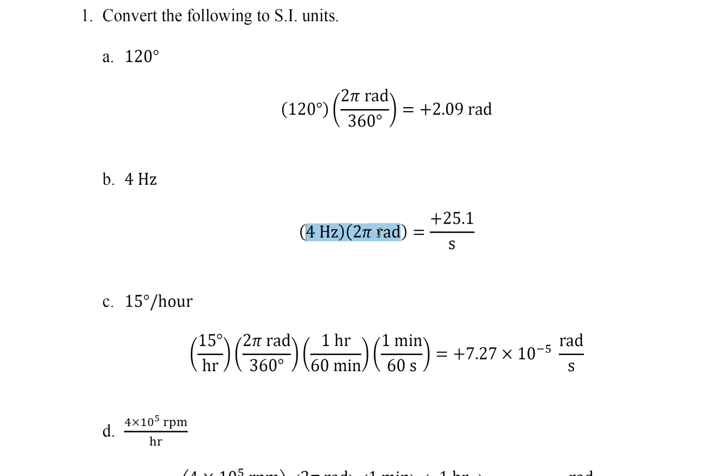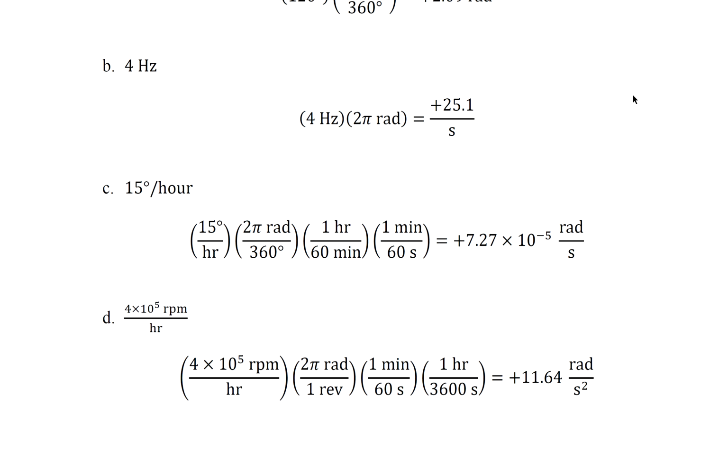Here I converted 1 over seconds to radians over seconds. This is radians over second. 15 degrees per hour, we want this to be in radians per second. So the numerator is equal to the denominator in this parentheses that's been highlighted. The numerator is equal to the denominator in this parentheses that's been highlighted. And finally, the numerator is equal to the denominator in this parentheses highlighted.